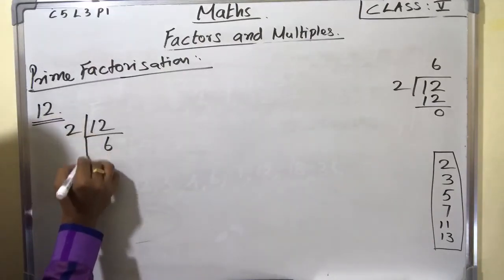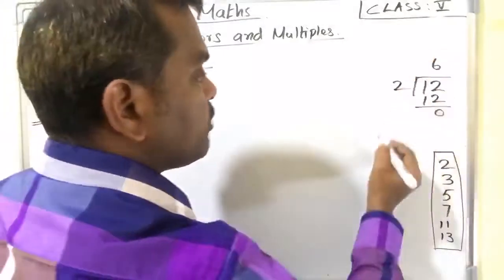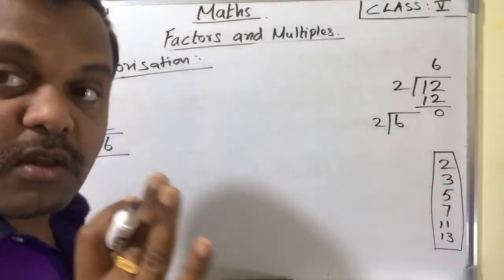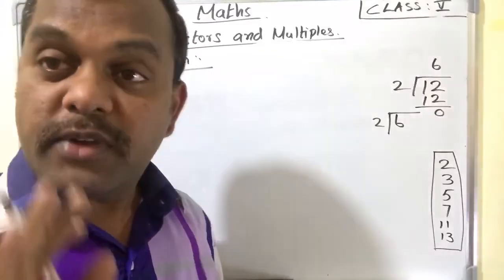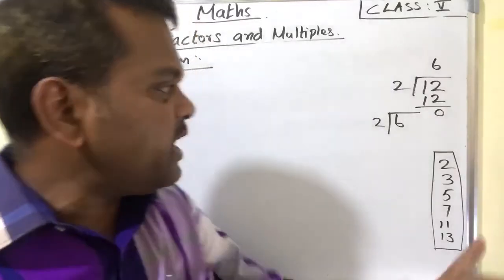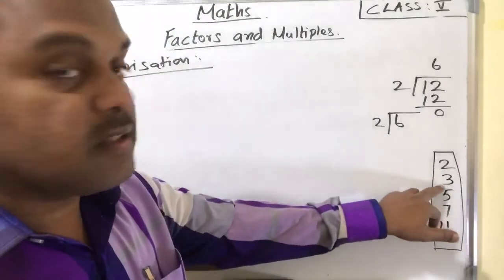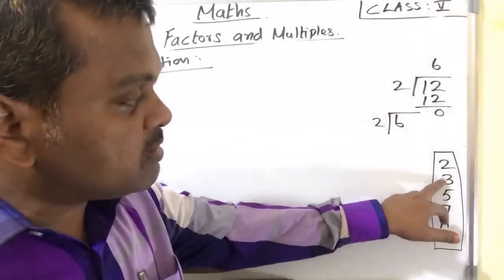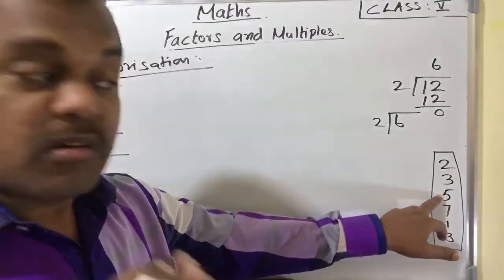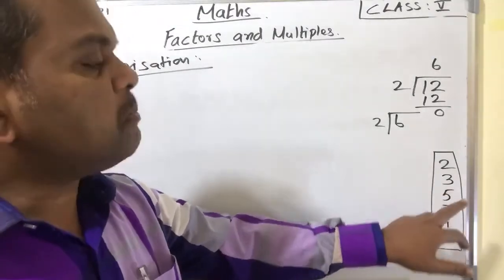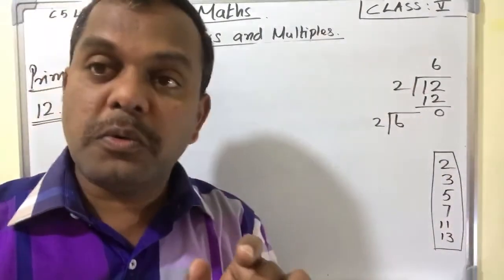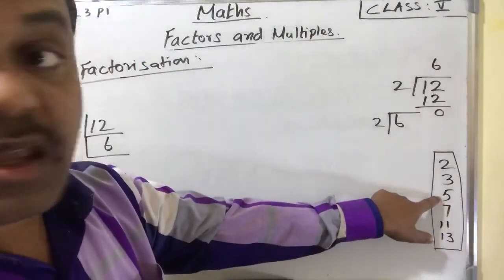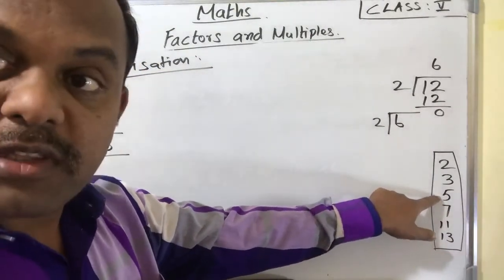Next, again you have to divide this 6 with the lowest prime number only. If it is not possible to divide with 2, you can check 3. If not possible to divide with 3, check 5. Not possible, 7. Not possible, 11. Like that you have to go. Some numbers will divide by 5. Okay, so directly you should not divide with 5.